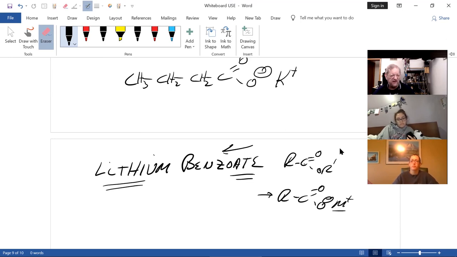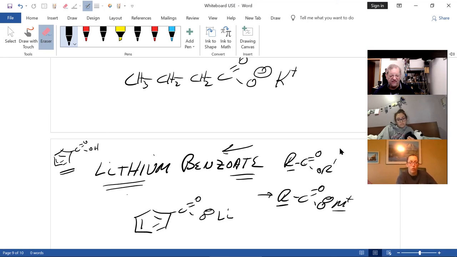Benzoate comes from benzoic acid. And that means R, either here or here, is a benzene ring. Then I have my carbonyl, my oxygen, and in this case, lithium, Li, and it's a cation. Now, if you don't want to put your charge there, that's okay. Dr. White always will, because it's good habits I don't break. And that's how you do carboxylate anions.